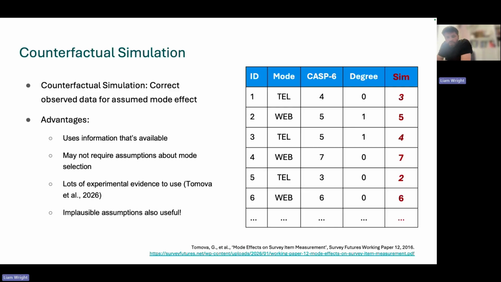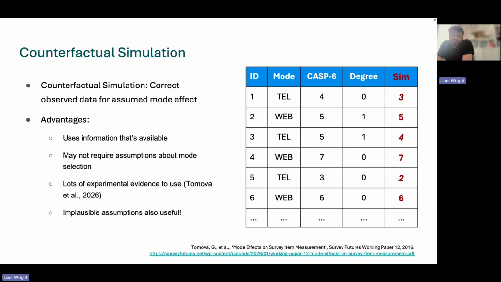And I said before that there's lots of mode effect experiments that have been conducted. So we can imagine that there's a mode effect experiment that's been carried out comparing telephone and web modes in a similar population to what we're interested in in this data set, and found an average mode effect of, say, 1 point.